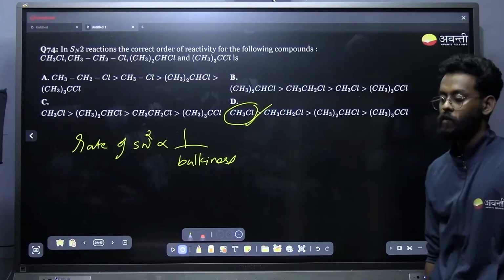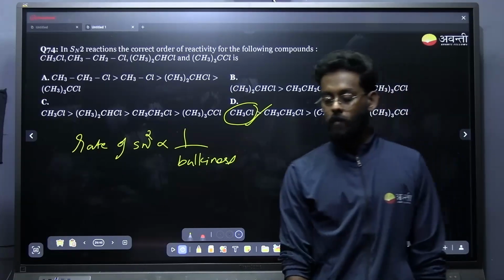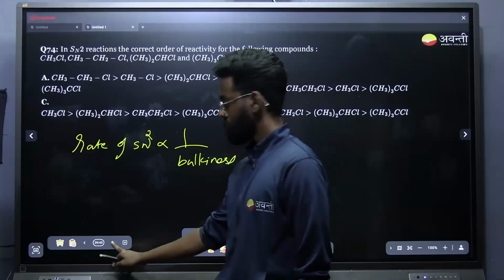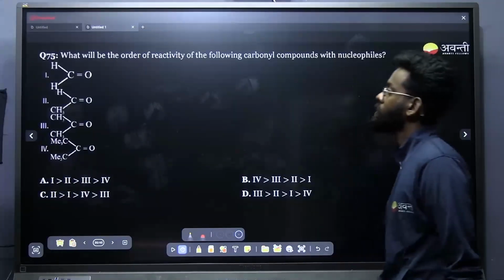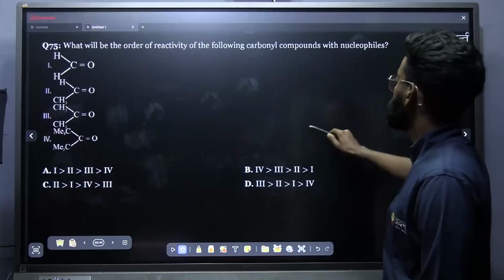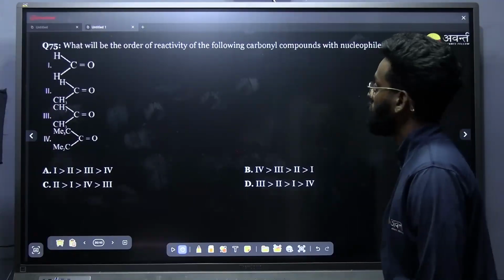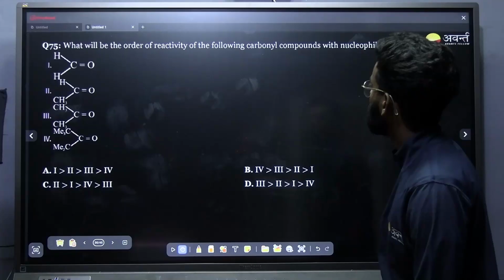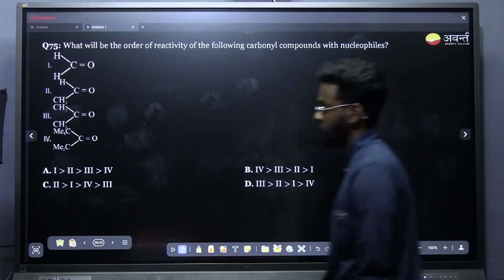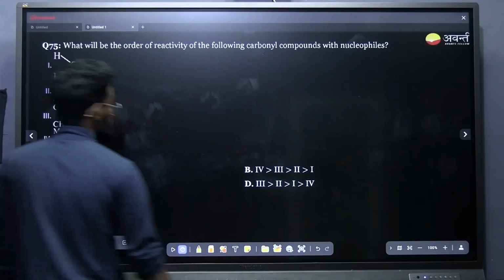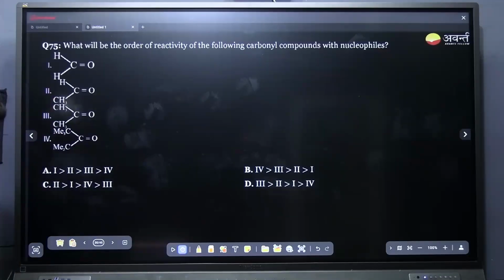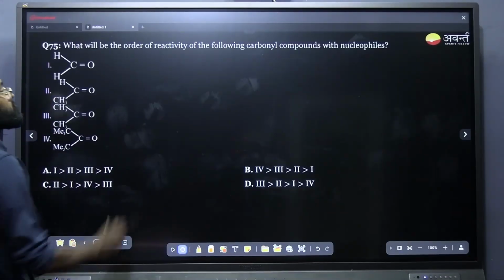Got it? Shall we move? Yes. Next one. What will be the order of reactivity of the following carbonyl compounds with nucleophile? Reactivity of carbonyl compounds, we discussed this one not yesterday, but the day before yesterday. Nucleophilic addition reaction.